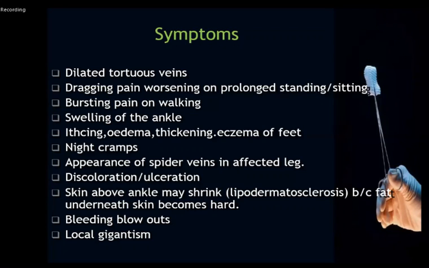Skin above the ankle may shrink, which is called lipodermatosclerosis, because fat underneath the skin becomes hard. This is because of repeated inflammation and fibrosis, bleeding, and local gigantism. The limb will be swollen and large as compared to the unaffected limb.